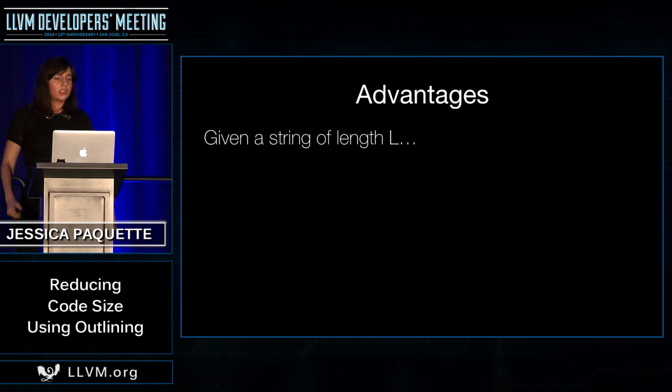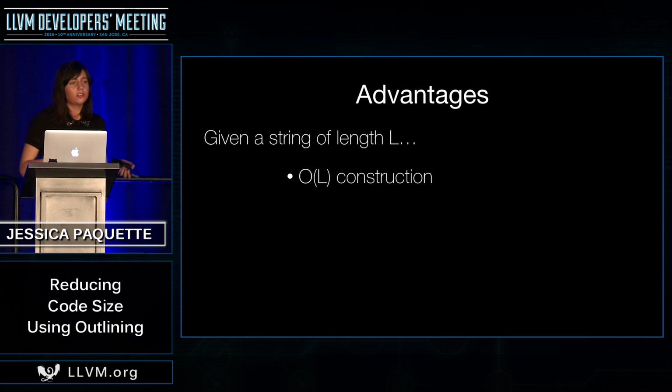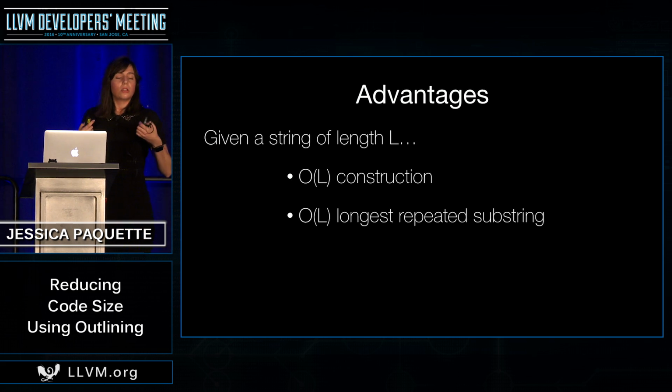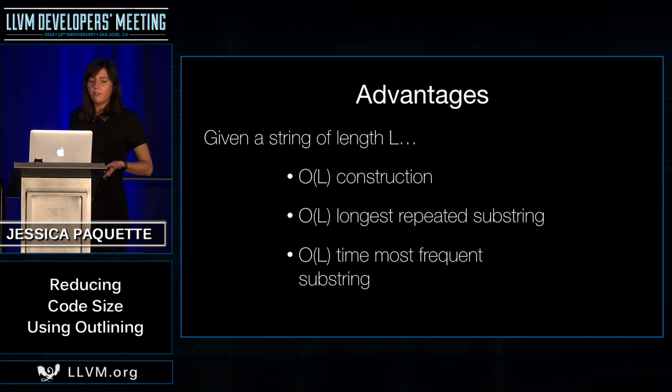So, suffix trees were a good choice for our prototype for three main reasons. First off, you can construct them in linear time. The prototype implementation uses Ukkonen's algorithm for suffix tree construction, but there are many other linear time algorithms. Second, we can find the longest repeated substring in linear time using the method I just described. Third, we can find the most frequent substring of a minimum length in linear time as well.